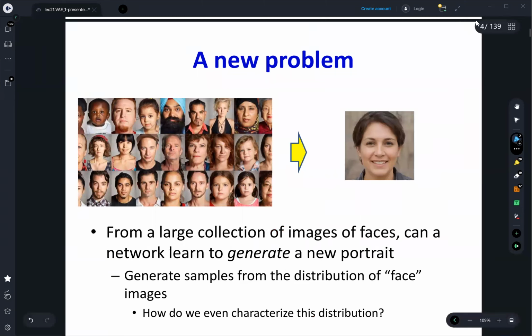So here's the problem. You're given a large collection of images or faces. And based on all of these images and faces, we would like the network to be able to see all of these data. Let me see if I can draw. I should technically be able to draw with this. My pen is not working. So a network should be able to see these pictures and should be able to learn to generate a new figure such as this one. And so the question is, how can we actually train a network to do something of this kind?